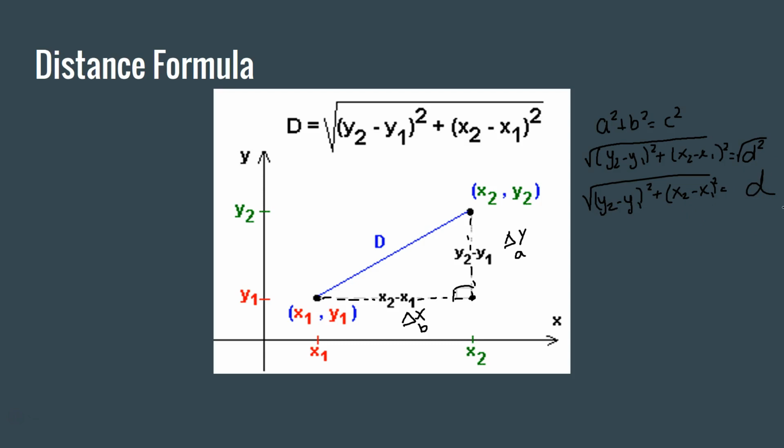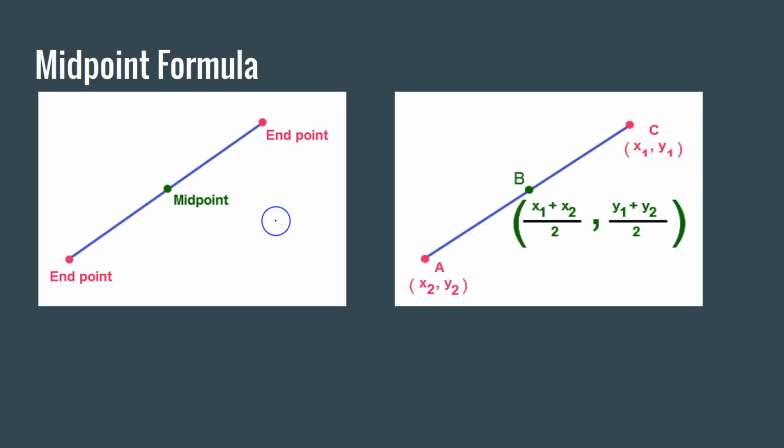which is how we got our distance formula. So the midpoint formula is when we have our two endpoints and we want to find that middle point. Notice this is called the middle point between our two endpoints.